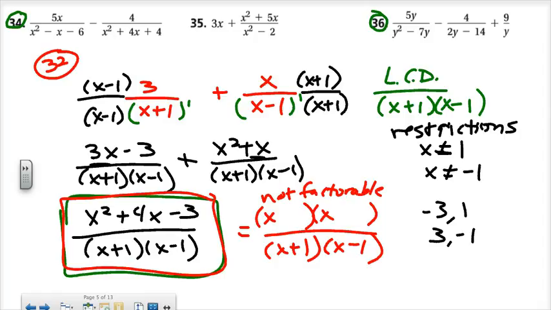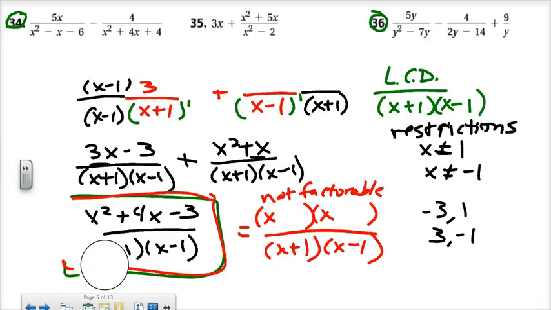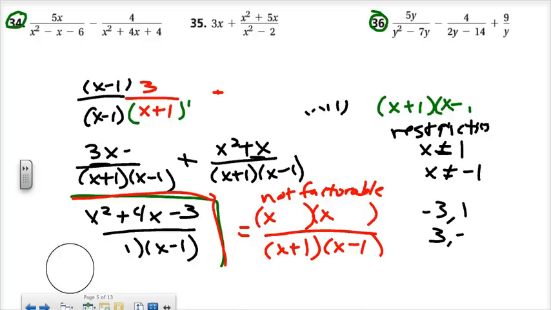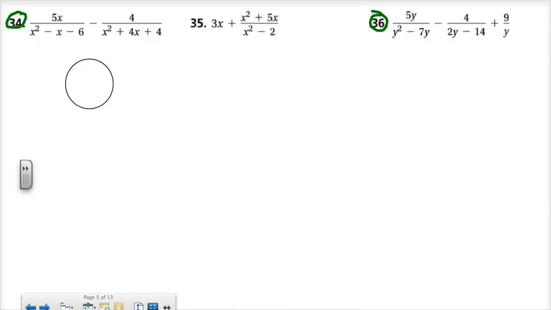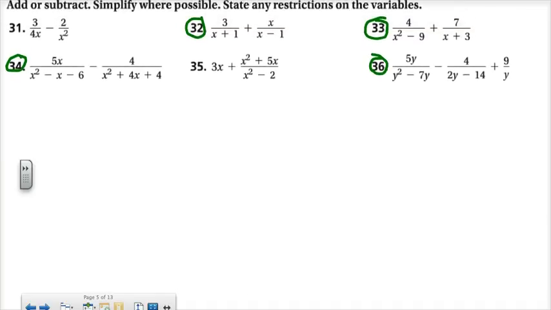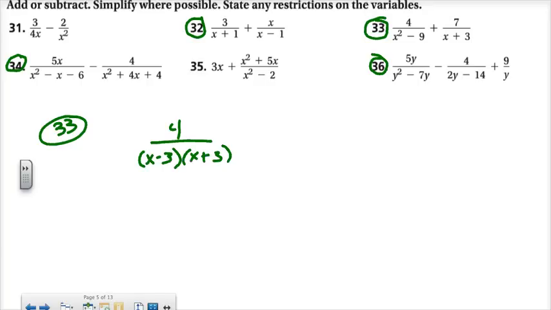I'm going to erase this and go back up and look at, I believe, number 33. All right, there we go. Number 33. 4 over x squared minus 9. Now I'm going to go ahead and factor that one right away, because everybody should know by now that is a difference of two squares pattern.